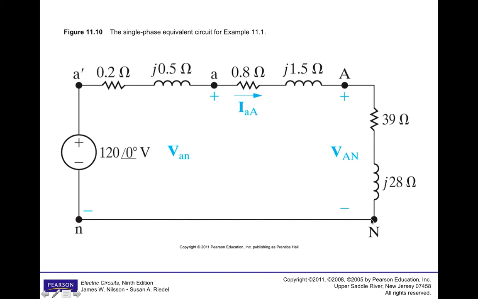Big A to big N is basically your terminals at your load, and this 39 plus j28 would be your load impedance. V big A little n, big N refers to the voltage drop at the load. So you've got a voltage drop at the load, you've got a voltage drop at the source terminals. You also have, not shown here, a voltage drop across the line. That's often not discussed. And then you have a current through the line. I think we talked before that this is often referred to as the line current, and in a YY configuration of a three-phase system, the line currents and the phase currents are the same.